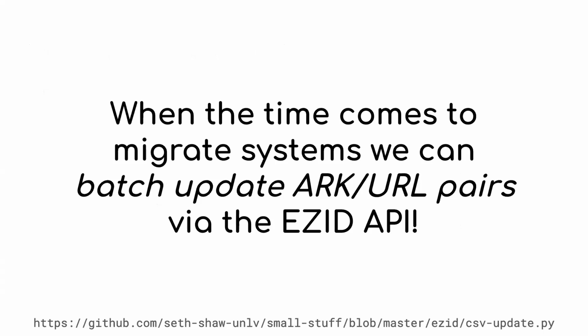I even already have a script for this because we use it for our digital objects already, for minting and updating ARKs for digital objects. So I can take a CSV file with the ARK, the various metadata fields, and the URL that I want it to point to, and I can batch update all my fields. So when we migrate our finding aids from PDFs to this other system, all I have to do is have a list of the ARKs and what their new URL is, and hit the API, and it'll be done. So really easy. Thanks, EZID.